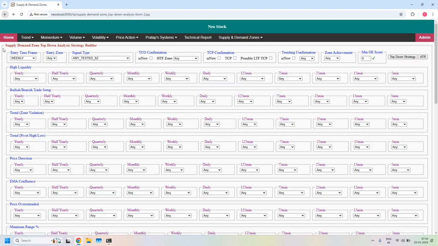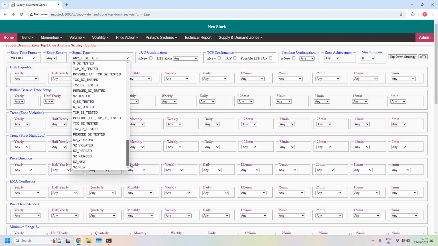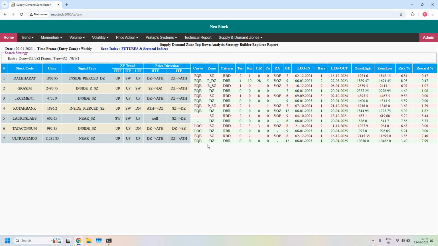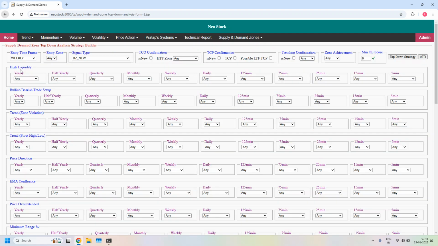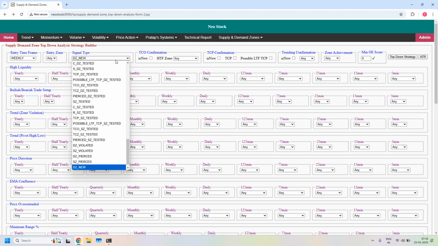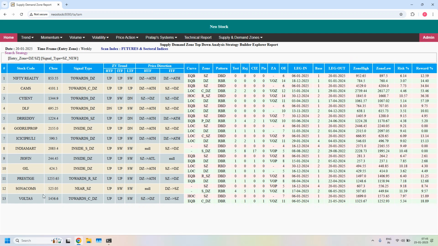Next, let us identify newly created zones for weekly time frame. Let us find the stocks having newly created demand zones. So these 7 stocks are having newly created weekly demand zones. Okay, next, weekly time frame. Let us find the stocks having newly created weekly supply zones. So these 13 stocks are having newly created weekly supply zones.